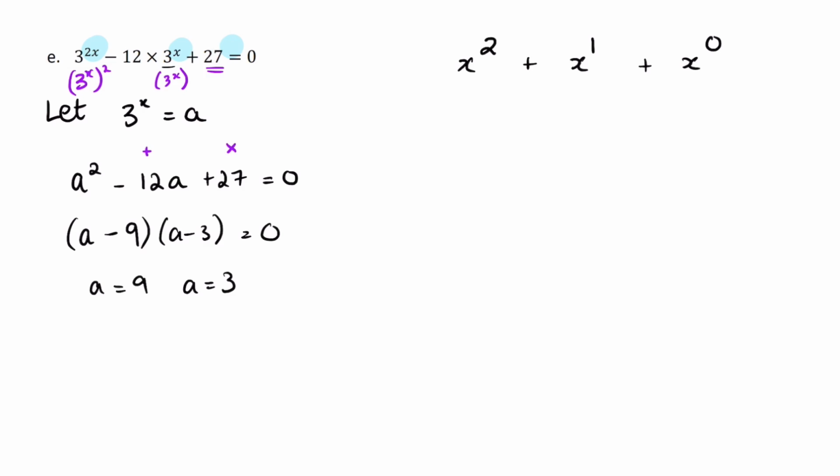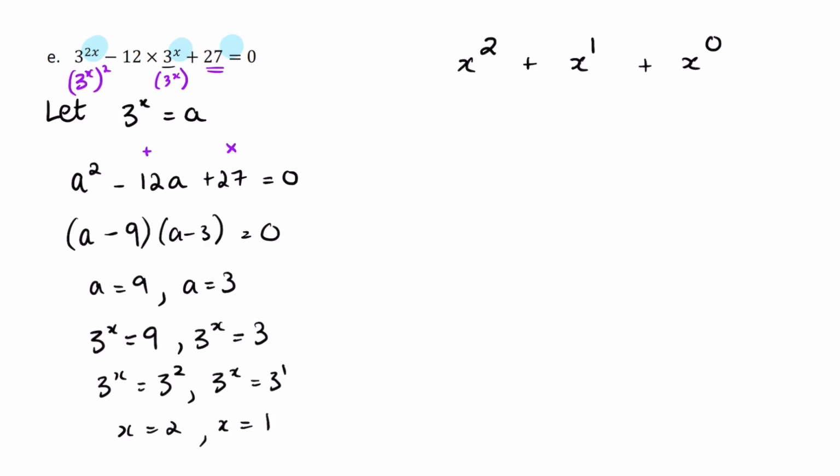So at this point, I can go ahead and substitute in the fact that a is equal to 3^x back in. So 3^x is equal to 9, and 3^x is equal to 3. And now I can proceed with the idea of equating the powers. And just to make that super clear, now I can equate my powers here. So x can equal 2 and x can equal 1.